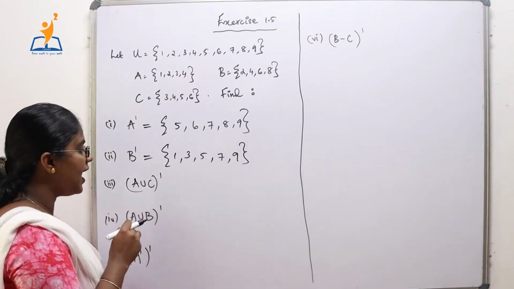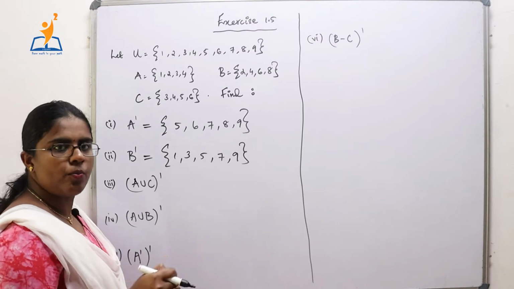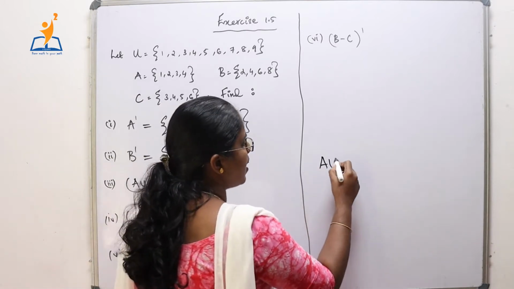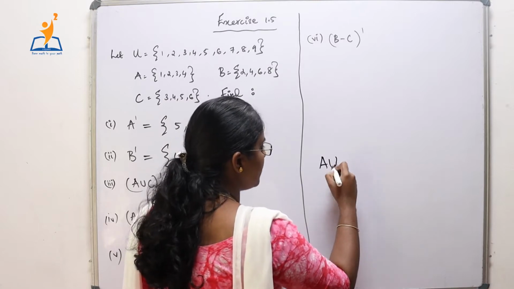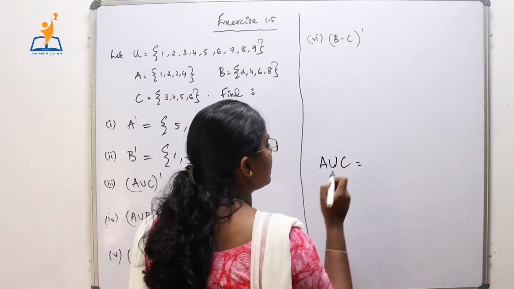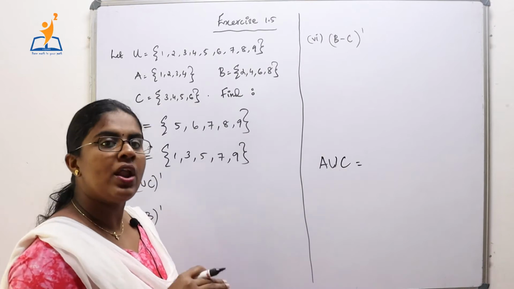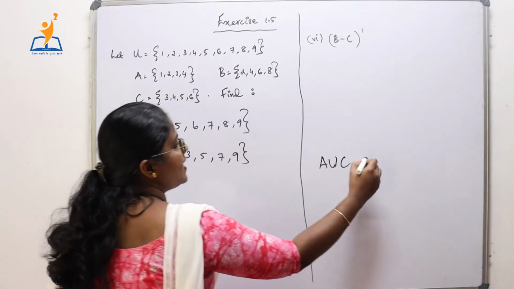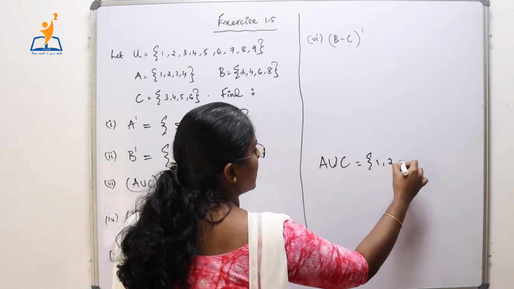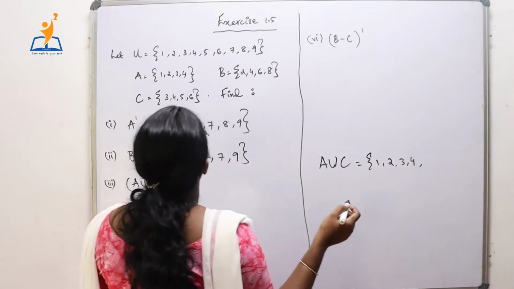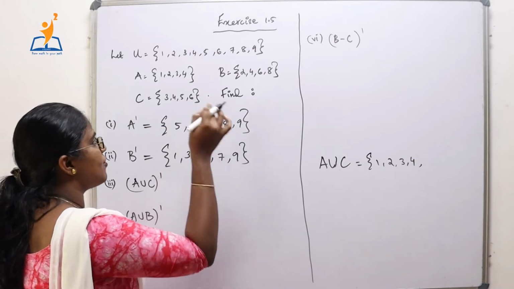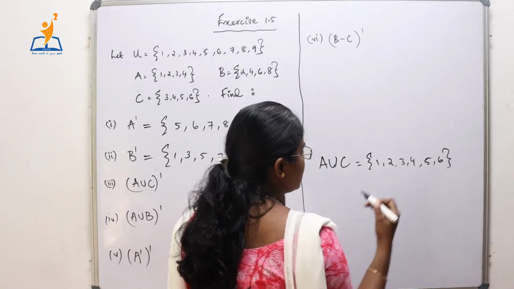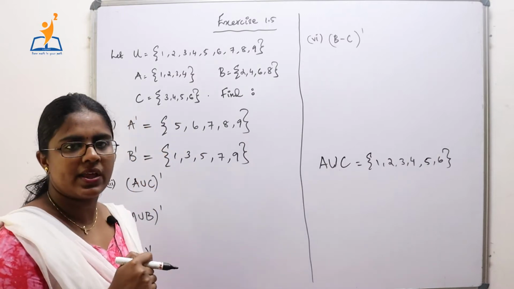Now we want (A union C) the whole complement. For that, first of all we want to find A union C. What is A union C? The set of all elements from A and C. A contains 1, 2, 3, 4. C contains 3, 4, 5, 6. 3 and 4 are already written here, so we are going to write 5 and 6. This is A union C.